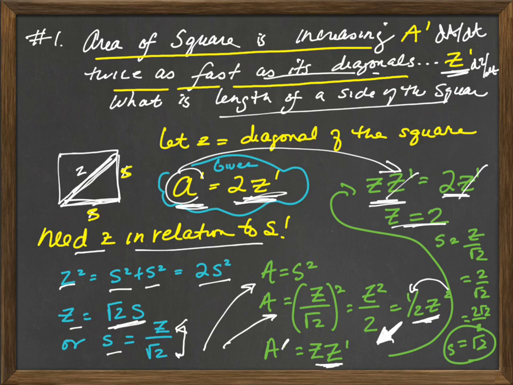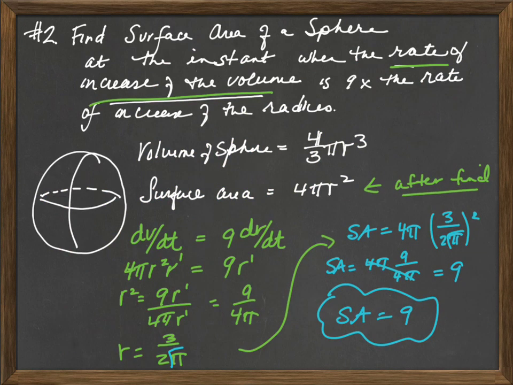So let's just find out what the side is. Remember, back over here the side was z over square root of 2. So the side would be 2 over square root of 2, and if you rationalize that, you get the side is the square root of 2. So that was number 1. Let's go on to number 2.